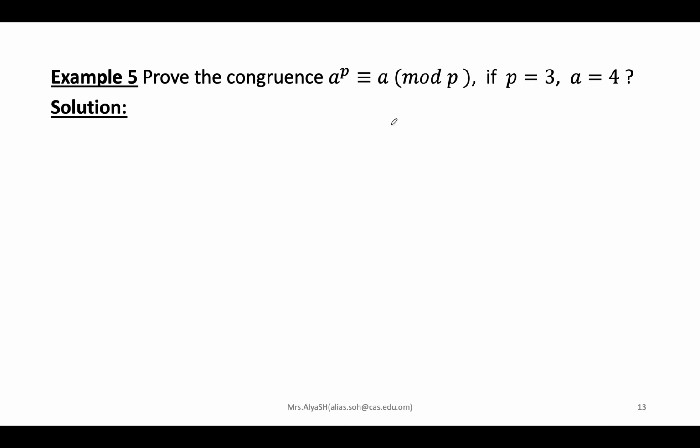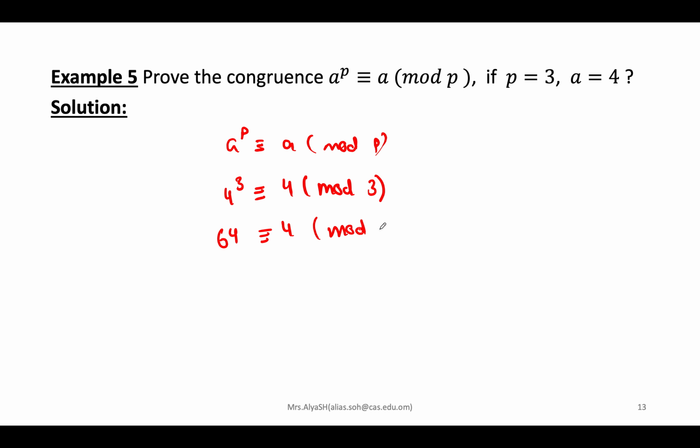Now, let's check the second theorem, where it says that a to the power p is congruent to a mod p, if p equals 3 and a equals 4. So here again, we will write the theorem and try to prove it. By substituting with the values, 4 to the power 3 should be congruent to 4 mod 3. Now 4 to the power 3 equals 64, and 64 should be congruent to 4 mod 3.